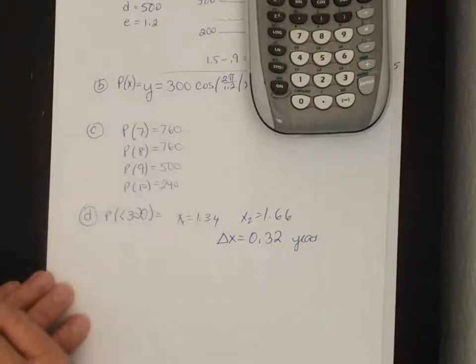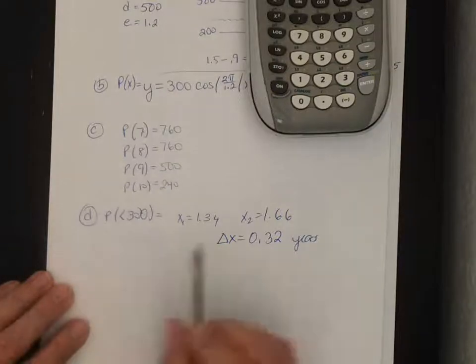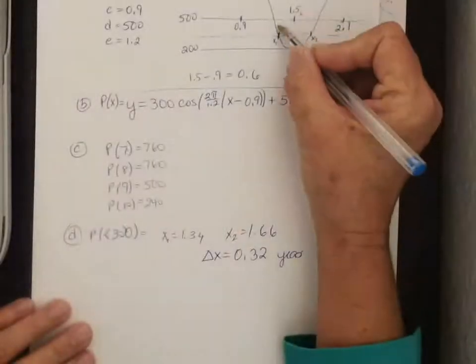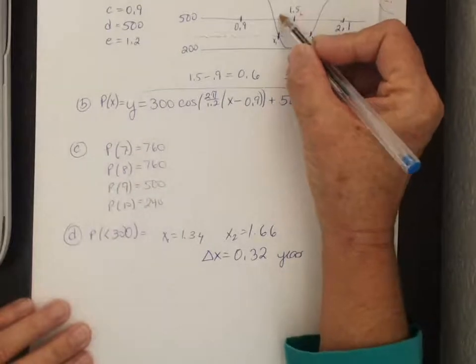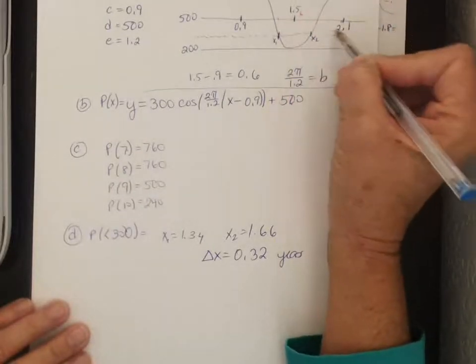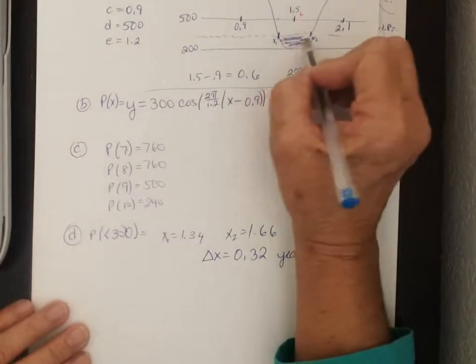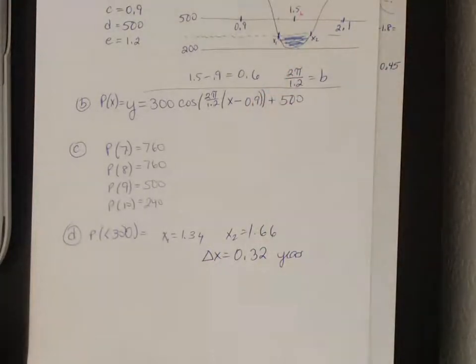That's great. I would have hoped it would be shorter than that, but that's okay. And we can show on the graph that that is true. This is approximately 1.34, and that's approximately 1.66. So there is my time period when I'm less than 300 foxes. Okay, let me start a new video because this one's getting long, to do the last problem.